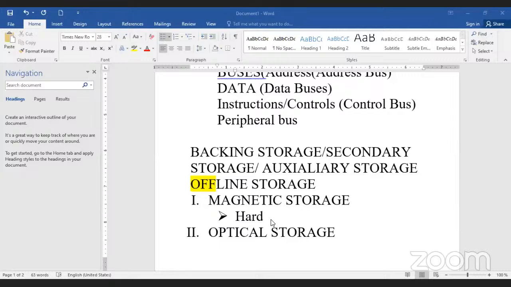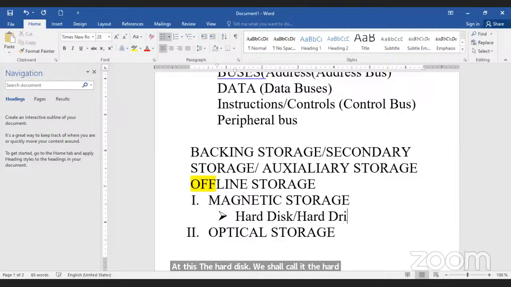So we have a hard disk. The hard disk, we usually call it the hard drive. When you open your laptop or your desktop, we have a disk inside.